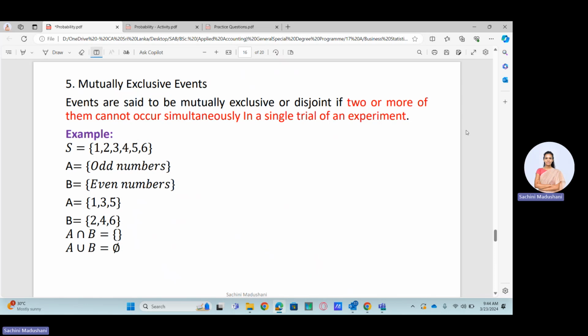Then how do we say mutually exclusive? Based on the intersection. There are no elements in common, or in the intersection. We can say these events are mutually exclusive. In mutually exclusive events, when we write the intersection, it is empty. There are no elements.